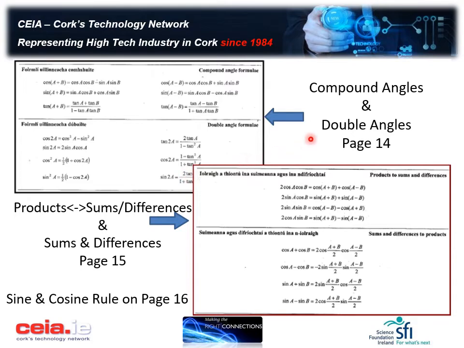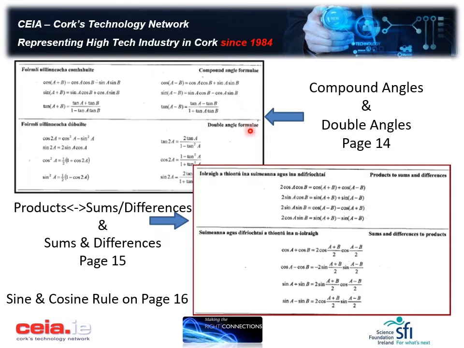So two sections on page 14: the compound angles and the double angles equations. You might remember from your junior cert science, a compound is a substance made up of two or more elements, I think, if I remember correctly. So compound angle formulas are made up of two or more angles. We call them A and B, and we can be looking at adding the two angles or subtracting the two angles, but basically what we're talking about is equations which involve two or more angles. That's the compound angle formula.